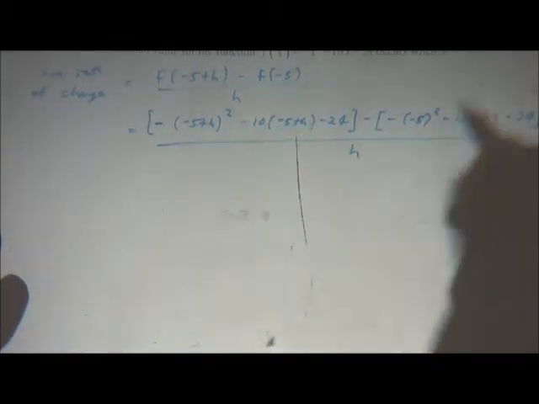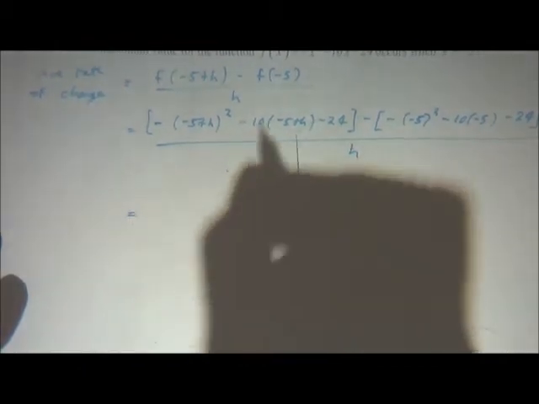So we've got (-5 + h) squared. So this negative is from that negative in front of the x squared. Minus 10(-5 + h) minus 24, minus all of this again, -5 squared minus 10(-5) minus 24, all over h.